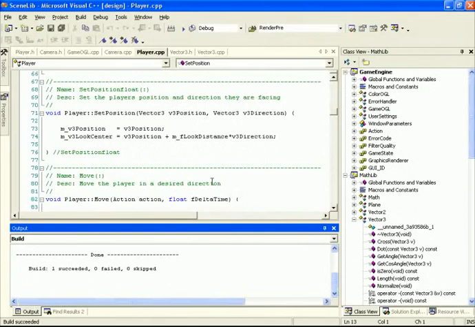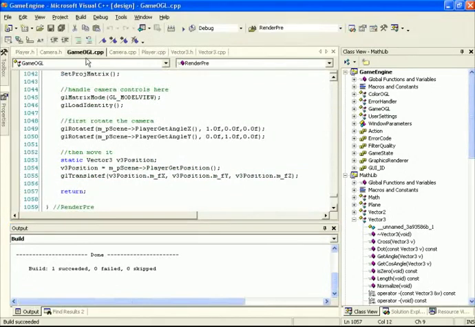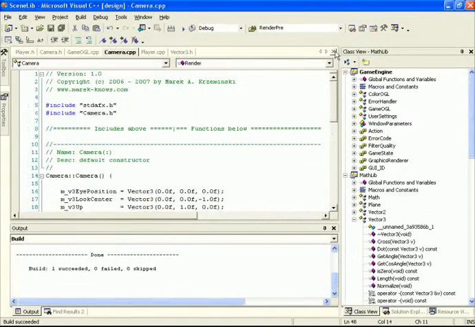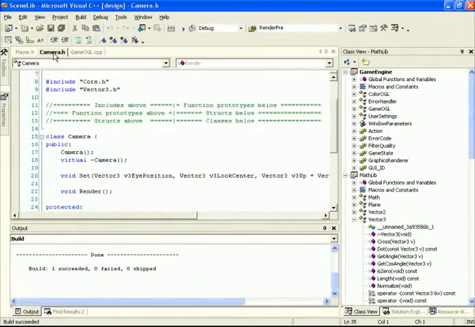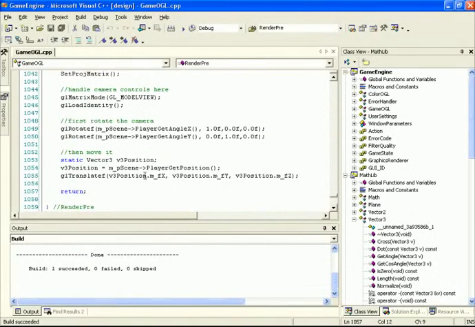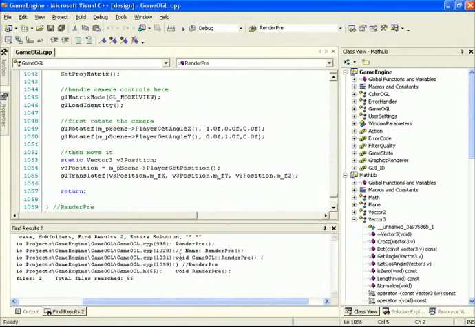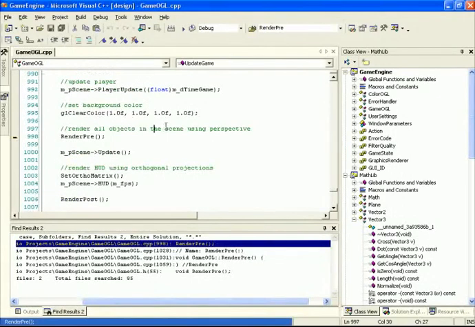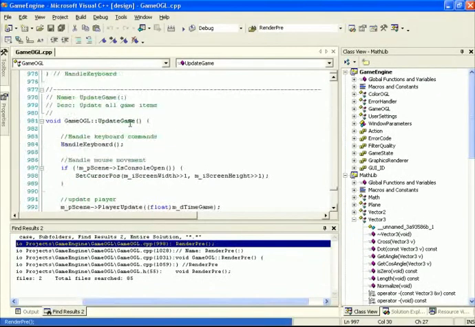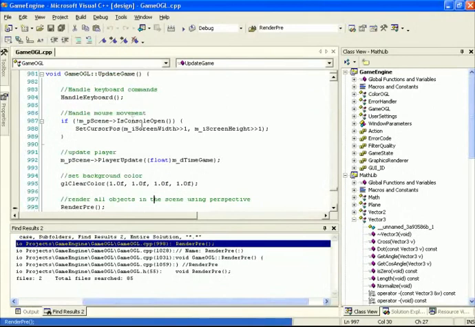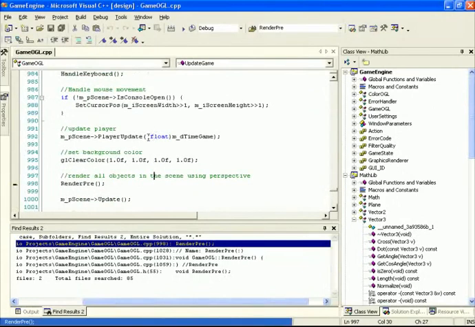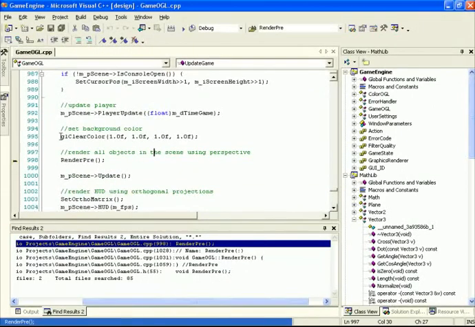To start off, let's go into the game OpenGL. Well, might as well close these other guys off since we won't be coming back to them. Camera and player, we can close those off as well. So here we are inside game OpenGL, and we're inside of the render pre. Let's take a look to see where we call render pre from, and we see that we are inside of update game. So inside here, we handle the keyboard, do some console stuff. We are updating the player, and then we have clear color render pre update.